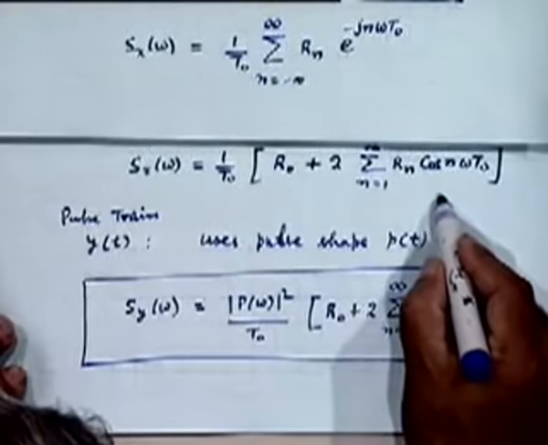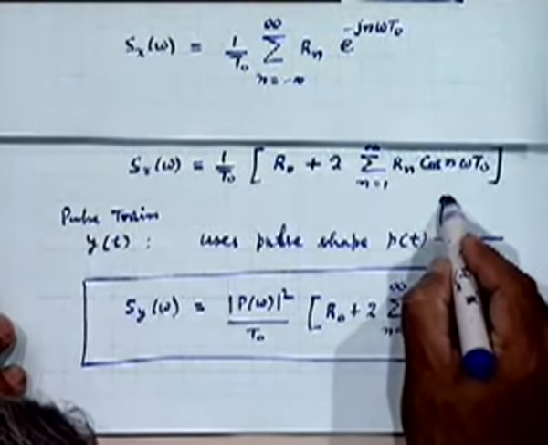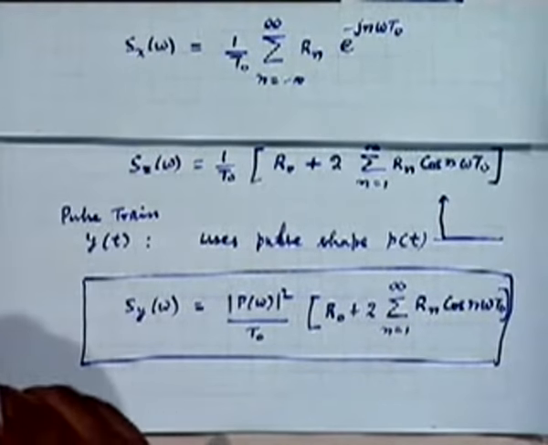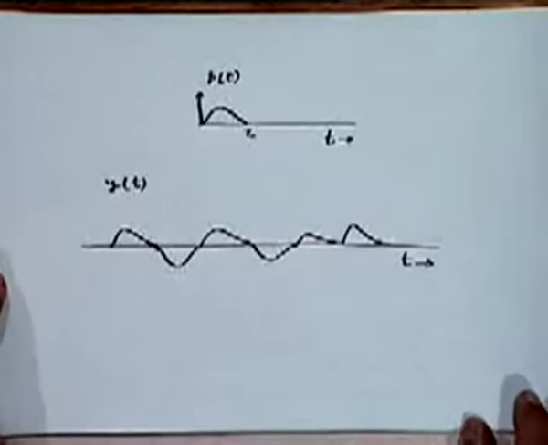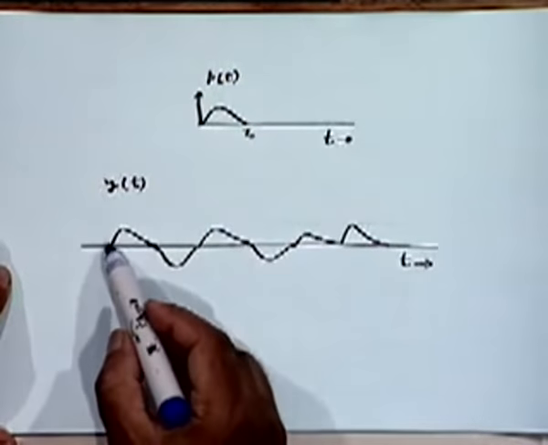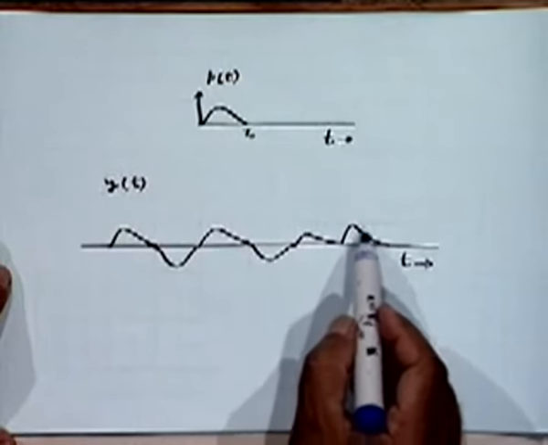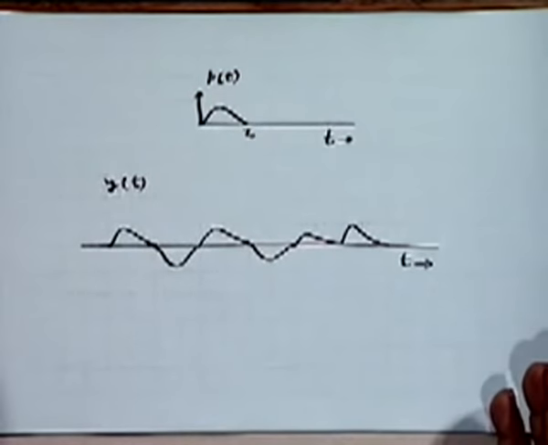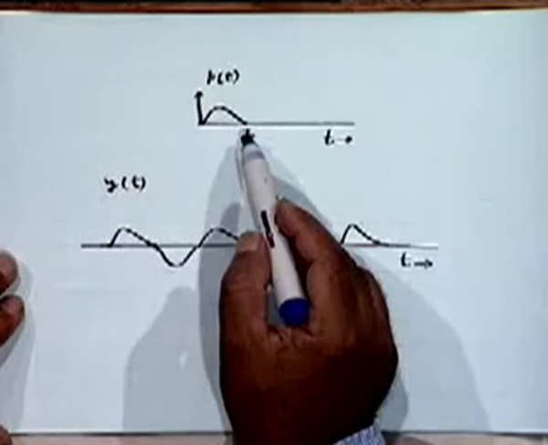Incidentally, this pulse shape p of t could be totally arbitrary. For example, I could have a p of t like that, right? This is your basic pulse shape in the interval from 0 to T0, and then you'll get a pulse sequence like that. It need not necessarily be rectangular in shape, right? What may seem desirable from what we have been talking about is that p of t should be limited to the interval 0 to T0, right?